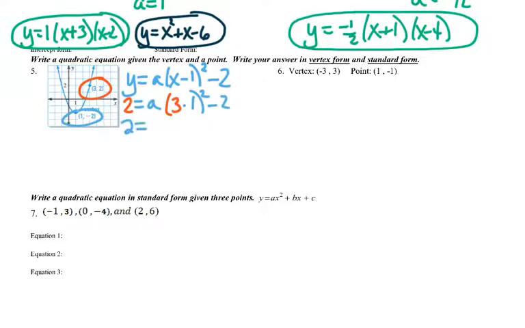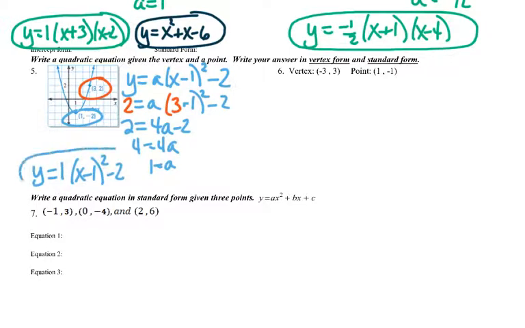So 2 equals, here, 3 minus 1 is 2 squared, which is 4a minus 2. And so nicely, a is 1. So it's going to be y equals 1, x minus 1 squared minus 2. And we're just going to leave that. I'm not going to have you do it in standard form. Same process here, no picture, but I know the vertex here is negative 3, so that's x plus 3 squared plus 3. Take my point, substitute in negative 1 for y and 1 for x.